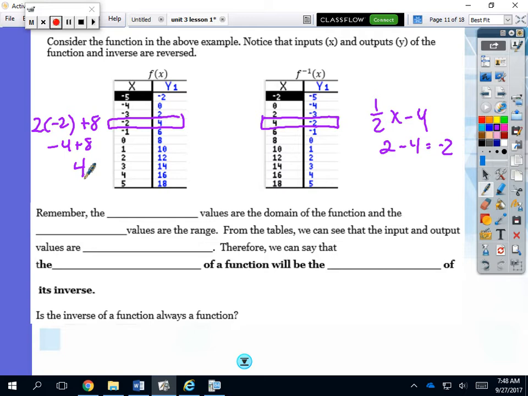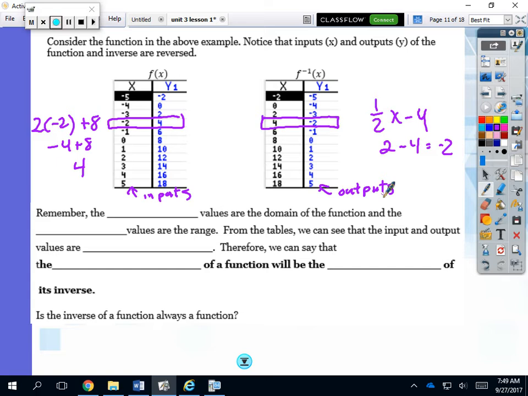If you did that for each point, it would work out that way. If you plug the former y value into your inverse function, you would get the former x value. So the x's and y's are just switching places. The inputs became the outputs. They were inputs here, now they're the outputs. And vice versa, the outputs became the inputs.